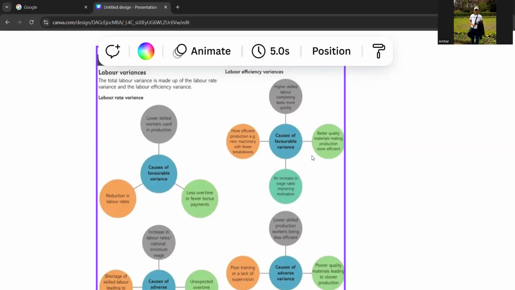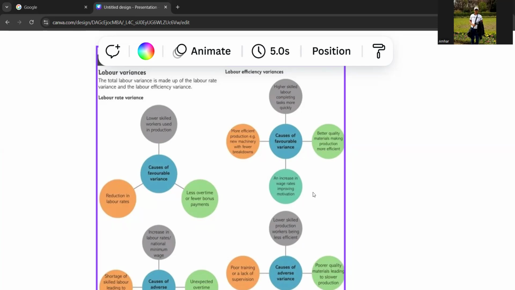The third one is better quality materials, making production more efficient. If they use better quality material, it will make the production more efficient. As a result, it's good for the business, and in turn it will give them a favorable variance. Fourth one is an increase in wage rates, improving motivation. When they increase the wage rate, it will motivate the employees. So when the employees are motivated, what will happen, Amhar?